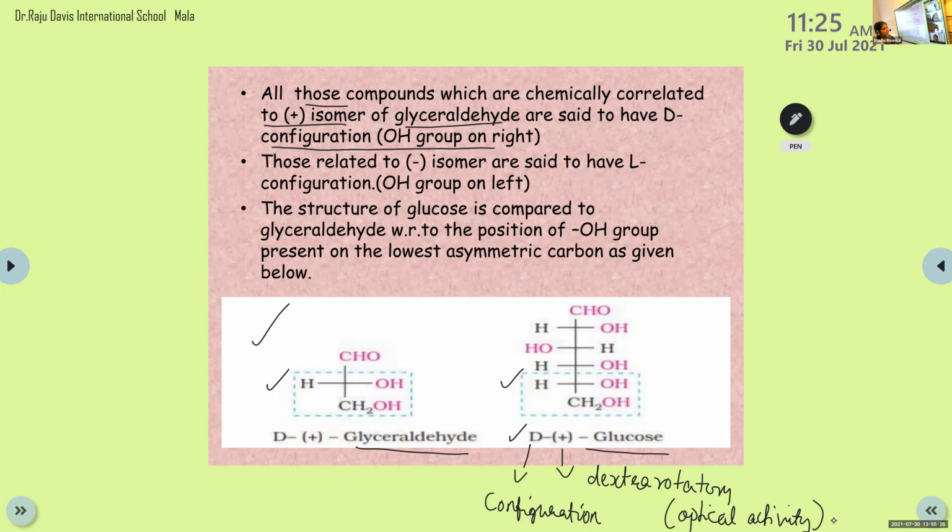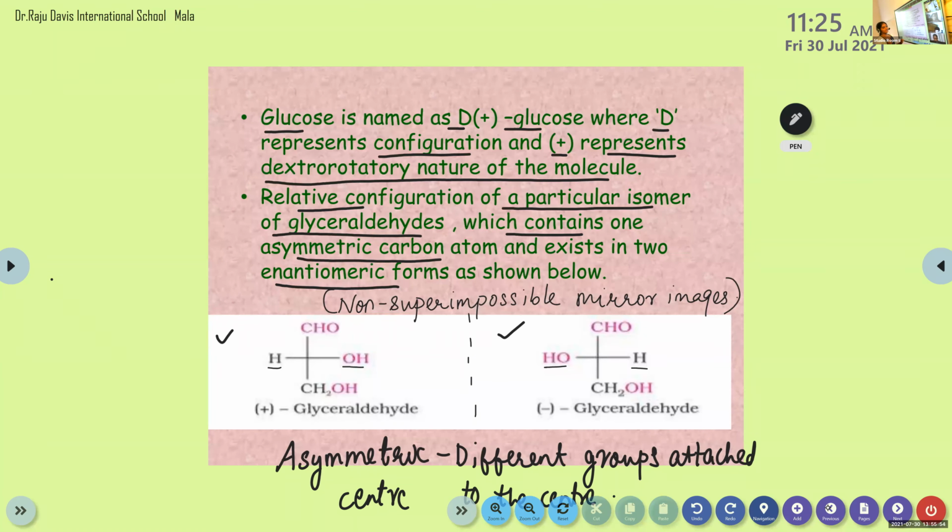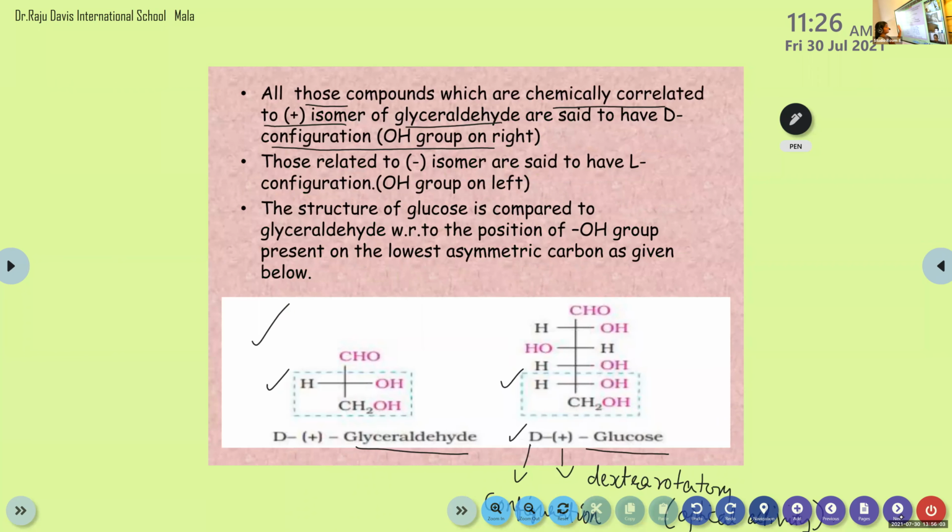Yes? Any doubt? I forgot what was D. Which one? D. Not clear? Ma'am, D. All those compounds which are chemically correlated to plus isomer of glyceraldehyde. There are two forms for glyceraldehyde, right? Plus form and minus form. Okay, in the plus form you can see that the hydrogen is on the left side and OH is on the right side. So all those compounds which relate to this structure can be considered as D, the name of the compound.